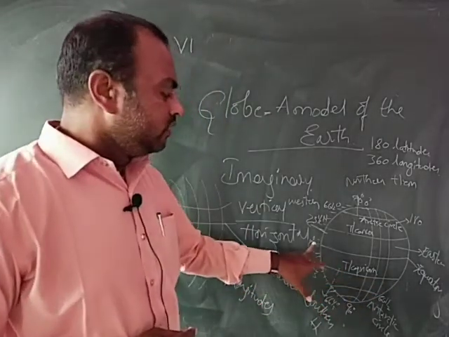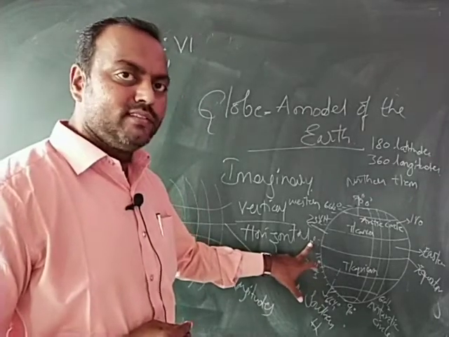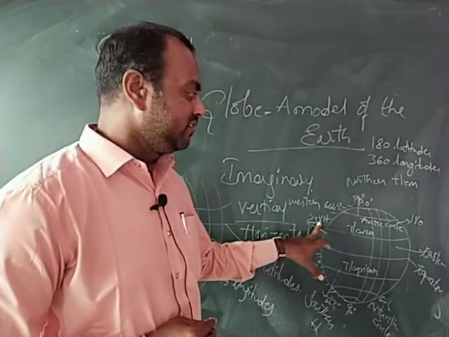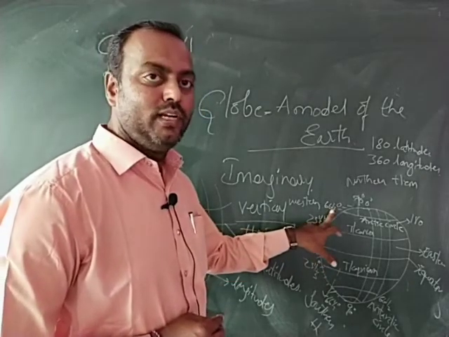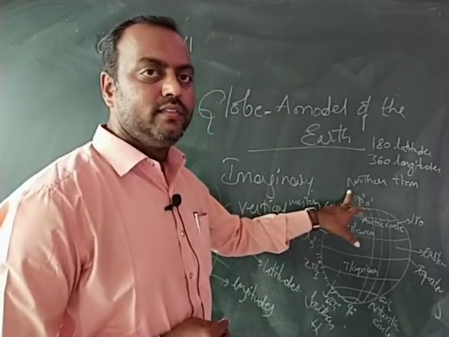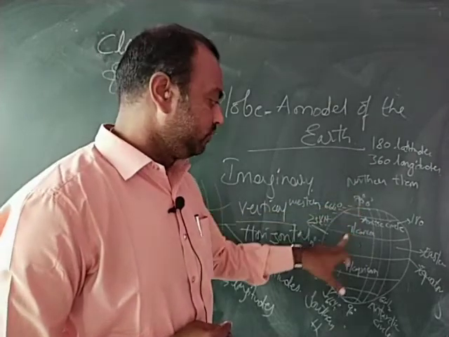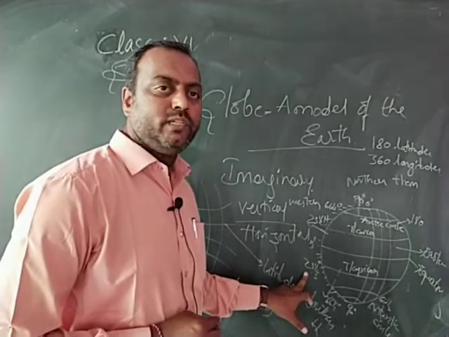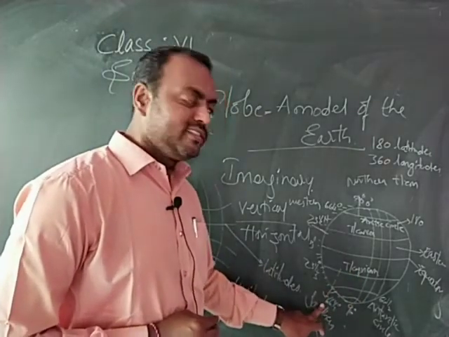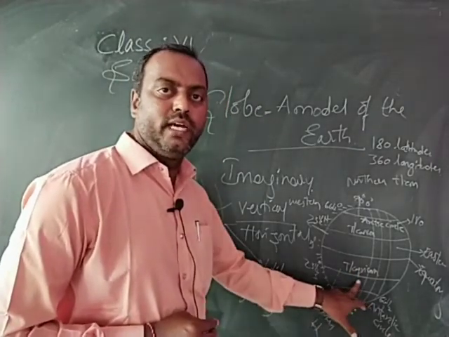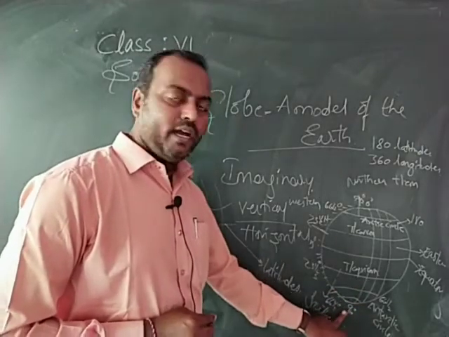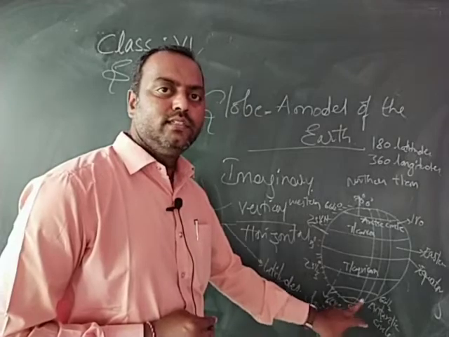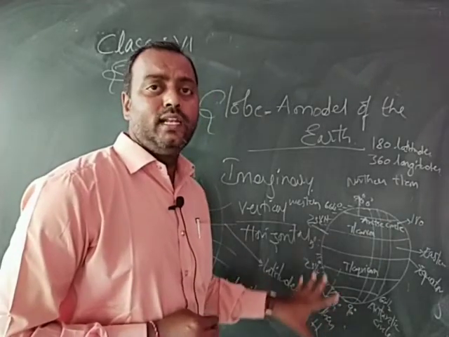So 0 degrees latitude is called as equator, 23.5 north latitude is called as Tropic of Cancer, 66.5 north is called as Arctic Circle, and 90th latitude is called as North Pole. Similarly, in the southern hemisphere, 23.5 southern latitude we call it as the Tropic of Capricorn, 66.5 southern latitude we call it as Antarctic Circle, and 90th latitude in southern hemisphere we call it as South Pole. So this is about the latitudes.